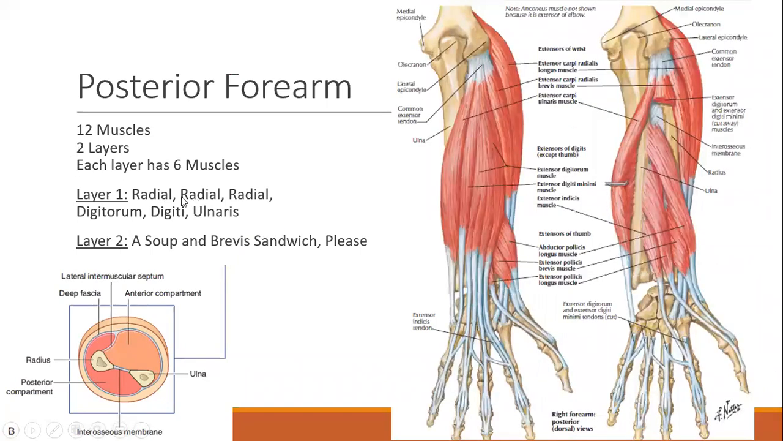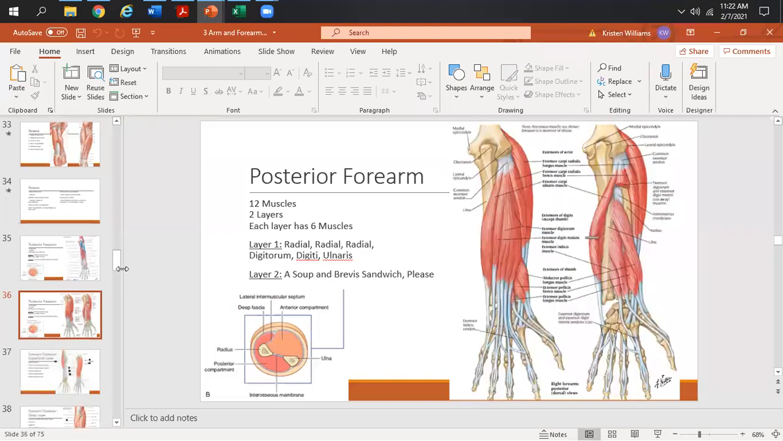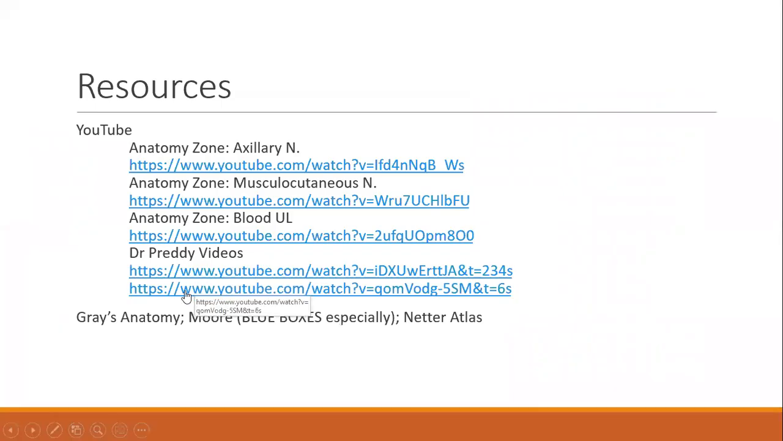So when we talk about radial, digitorum, digiti, ulnaris, we're talking about the more superficial layer of muscles in the posterior forearm. Here, I'll just show you. They're all on YouTube. This is slide 36. If you go to slide 2 of this deck, I actually put in the links directly for Preddy's videos, as well as some more nerve stuff and blood stuff. So these are the 2 Preddy videos I was talking about.